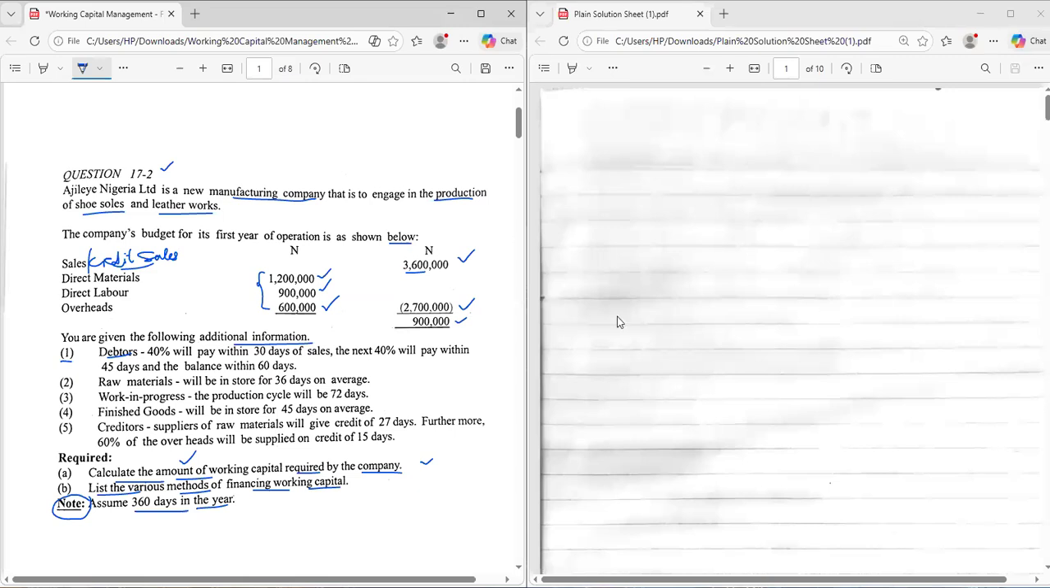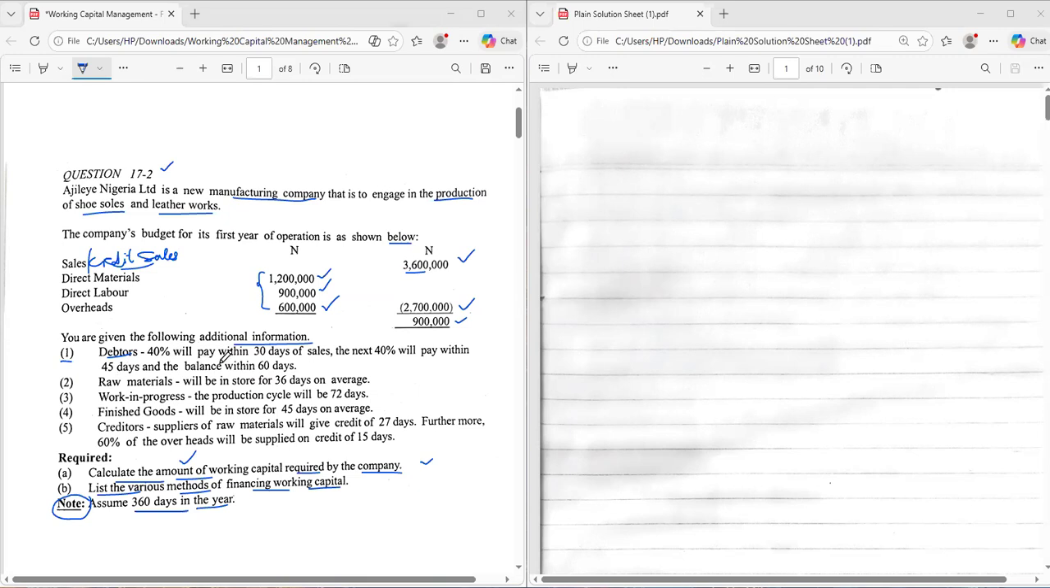Okay, they are all sales on what? On credit. So what do they say? 40% of 3.6 million we pay in 30 days, that is in 1 month. Why the remaining 40% will pay within 45 days? That's about 1 month, 1.5 months.